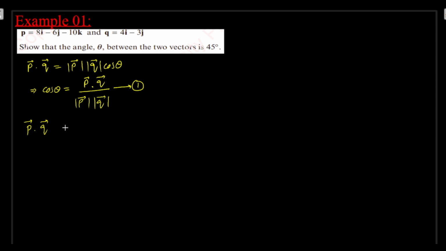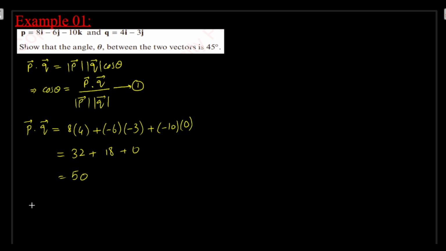Now by the previous video, we know that p dot q is equal to 8 multiplied by 4. Just multiply the like components in the two vectors and add them. The j component of the two vectors is minus 6 and minus 3. The k component in the first vector is minus 10, whereas there is no k component in the second vector, meaning it's 0. Simplify these expressions to get the value of p dot q, which is equal to 50.